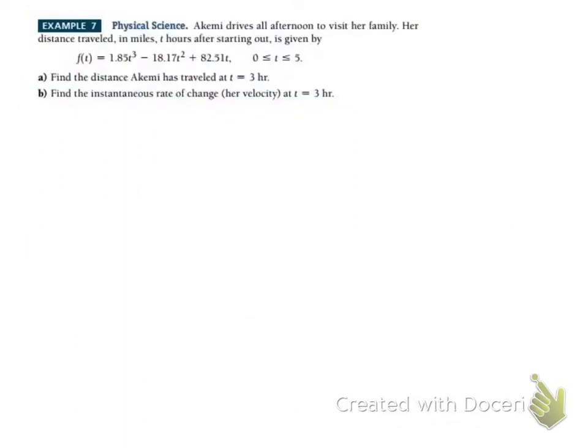Okay, so let's look at an applied problem. We're driving all afternoon, and the distance we've traveled after so many hours is given by this function right here. They don't tell us how long we're traveling, but they do tell us the restraint on the number of hours is between 0 and 5. So that means in total, we're going to travel for 5 hours.